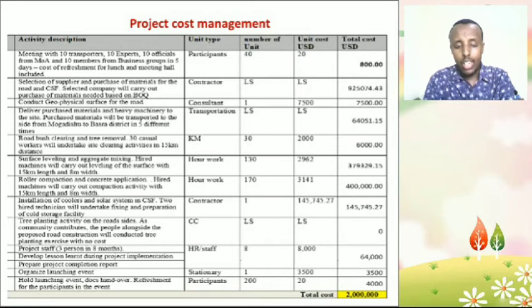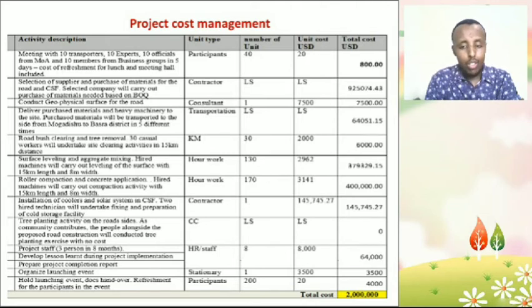Installation of cooler and solar systems in the cooler and storage facility will be 145,745 USD. The next activity is the tree planting activity. This activity will be done by the community, and the other activities will be done by the project staff, who will develop the lessons learned, prepare the project completion report, and organize the launching event.